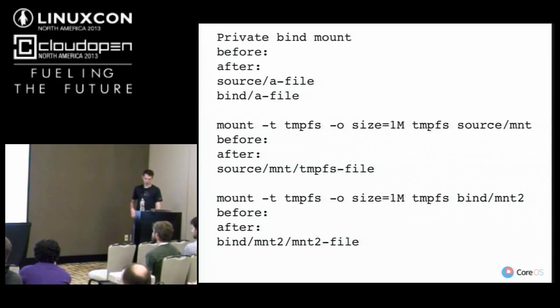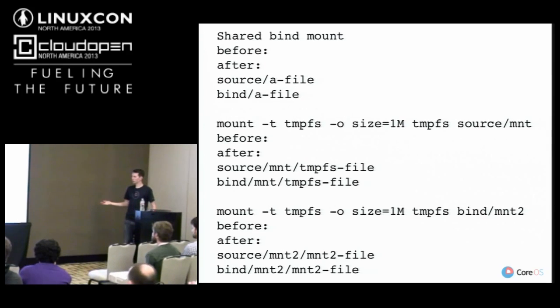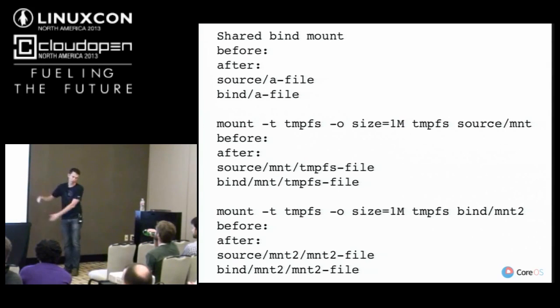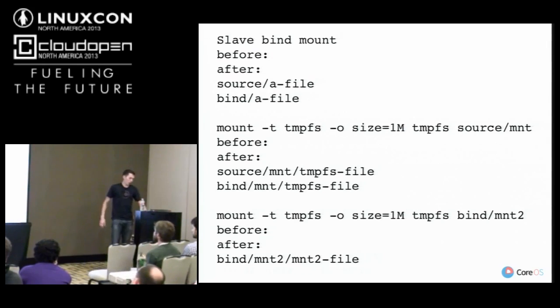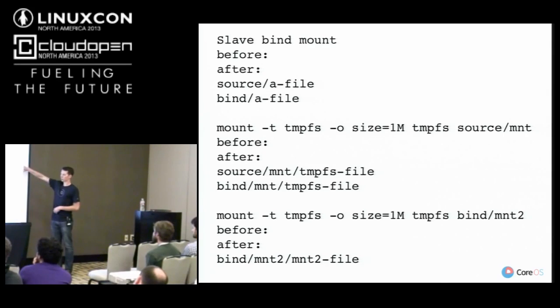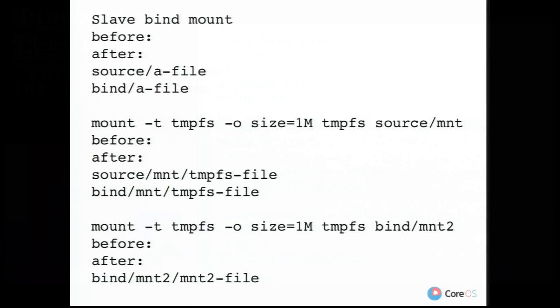with these bind mounts. The next piece is a shared bind mount. It's sort of the opposite of that. So everything's shared by default. And then the last is a slave bind mount, where only the source is allowed to share things to the target, and the target doesn't share anything back.